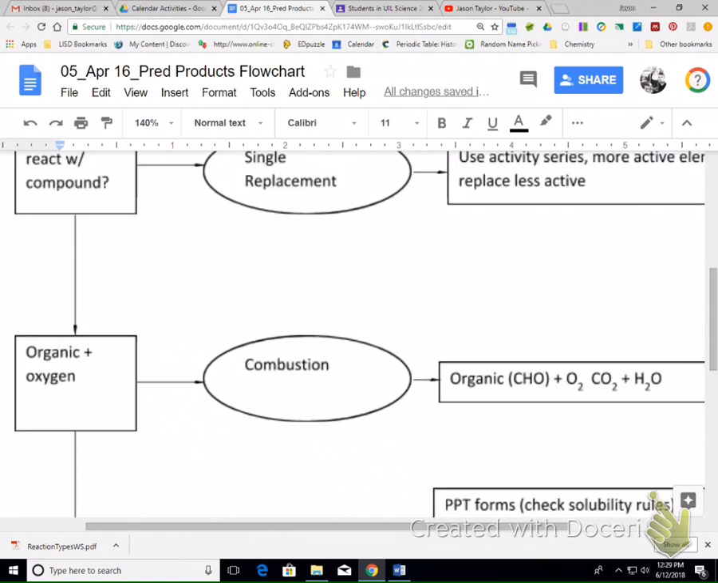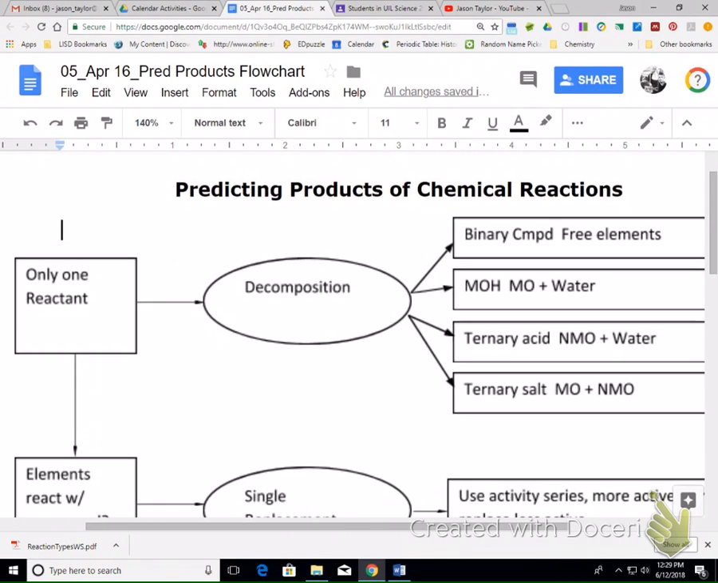But first, let's scroll up to the top of the predicting products flowchart and let's look at decomposition. I'm grouping these two together because they are exact opposites of each other. Each of those 4 types of compounds that I told you that we could just make, I can reverse it in a decomposition. If I take that binary compound, decompose it, I get my free elements back. If I take that base, that metal hydroxide, decompose it, I get my metal oxide and water back. The same for the ternary acid. Decompose it, get my non-metal oxide and water back. And you can see the same for the ternary salt.